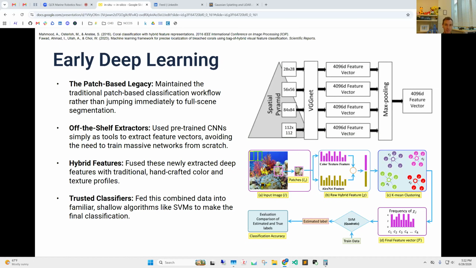So they would just run an image patch through it. They would grab that feature vector, maybe calculate another one, like local binary patterns or some sort of color texture, and then concatenate that together. And that would be their new feature vector. And they would use this sort of hybrid data with their existing shallow models, maybe like random forest or support vector machines. So it was a pragmatic bridge, we'll say, between the old way of doing things and the new way that was becoming more popular and emerging.